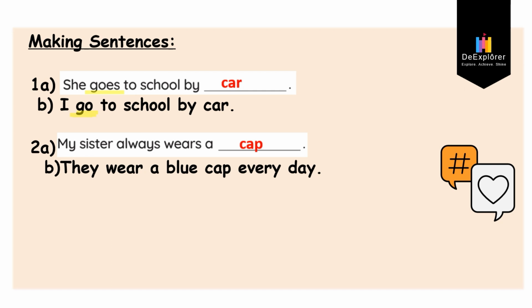Okay, and then after that, I want you to underline the word, your verb. So this one you underline wears. This sentence you underline wear. Okay, you get it? Okay, then next, let's continue with the 3A.